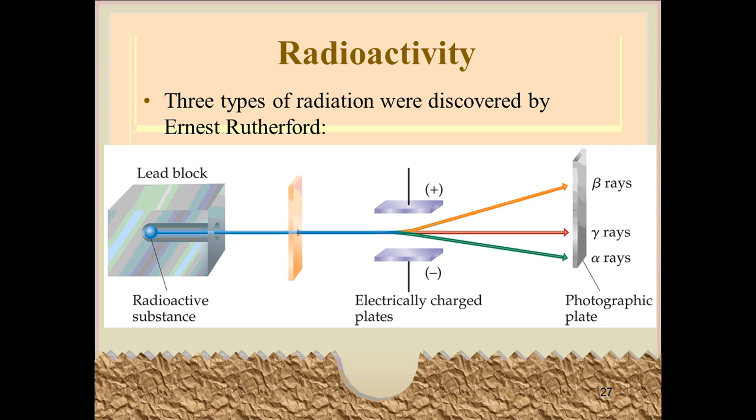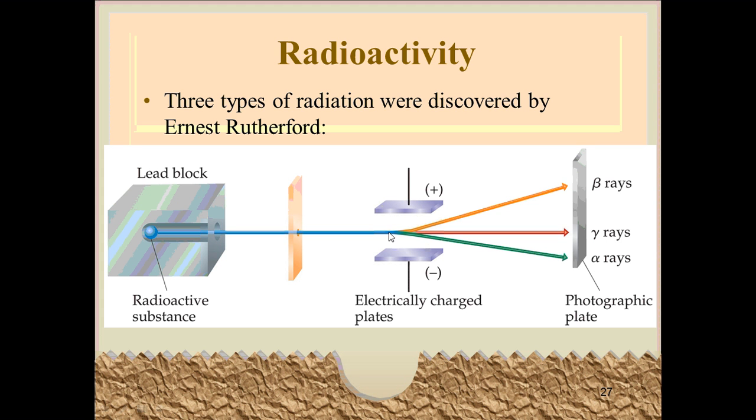By this time, Rutherford was aware of 3 different types of radiation. He actually helped break them down. There was a lead block with a radioactive substance. Radium was commonly used at this time. And there was a charged plate put on from the passing beam of whatever this radioactive substance was emitting. And they found that there were beta rays, gamma rays, and alpha rays.